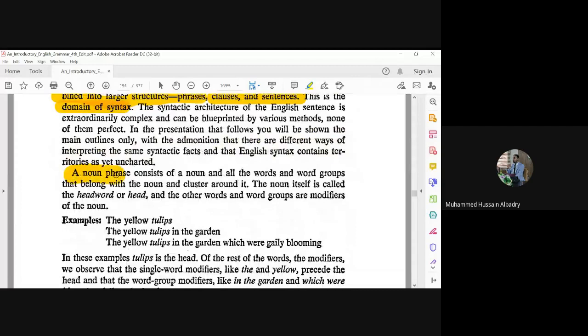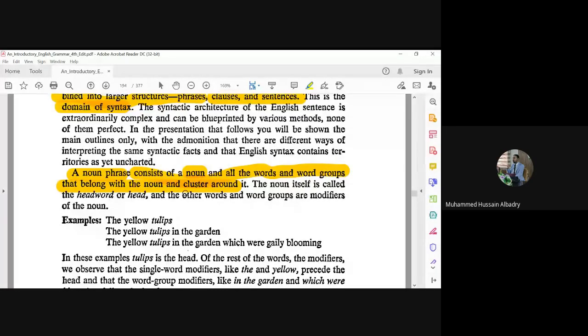نجي a noun phrase. What is a noun phrase? A noun phrase consists of a noun and all the words and word groups that belong with the noun and cluster around it. This is the meaning of a noun phrase. The definition: consists of a noun. ونعرفنا احنا شنو الناون غناه بشابتر قبله. Only noun? No. All the words and word groups that belong with the noun and cluster around it.